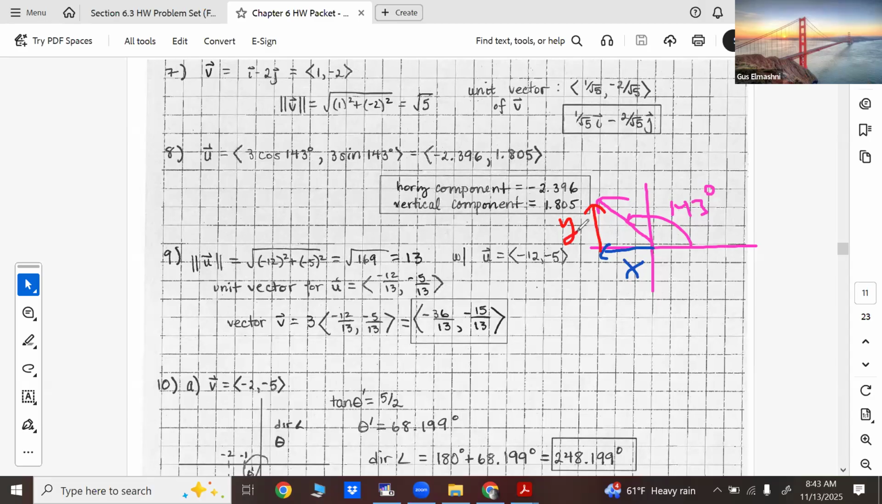So yeah, that's all you're doing to figure out the horizontal components. That's all you're ever doing. Because you're doing the magnitude times the cosine of the direction angle to get the X coordinate of the vector. And to get the Y coordinate of the vector, you got to do the magnitude times the sine of the angle. For 9, again, more of the same stuff. You have the magnitude, get the unit vector, and of course, we have to multiply by 3.